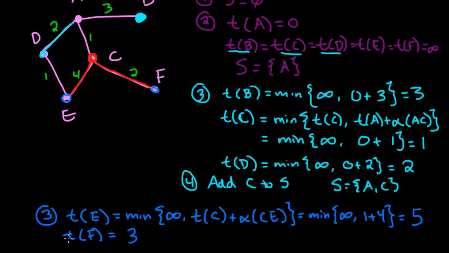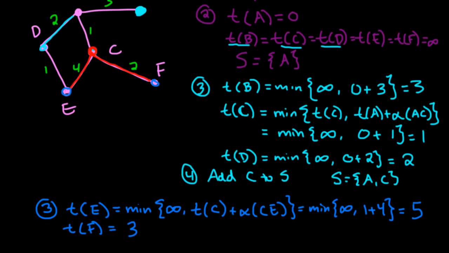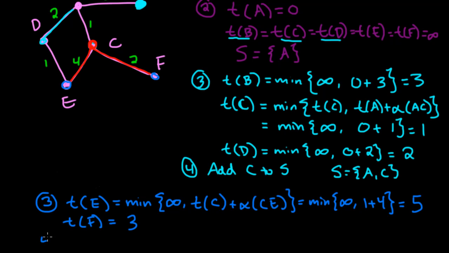Okay, now I have to do step 4 again. Step 4 says to look at all of the vertices which are not yet in the solution, and that's everything except for A and C, and look at one of the minimum values. So right now the vertex with minimum label is vertex D, and that has label 2, but it's not yet in the set S. So what we'll do now is we will add D to S. And now S is equal to the set A, C, and D.